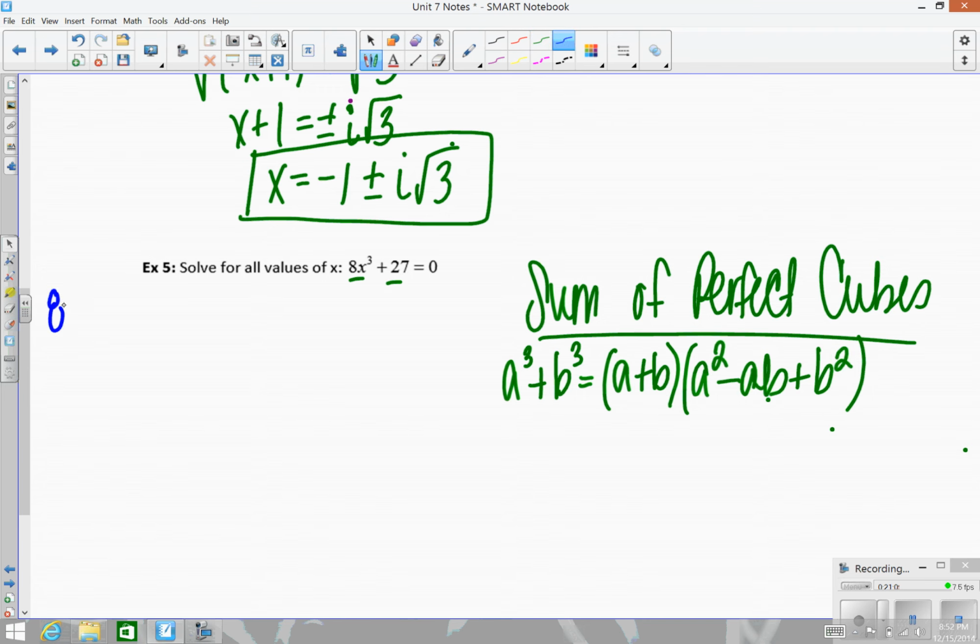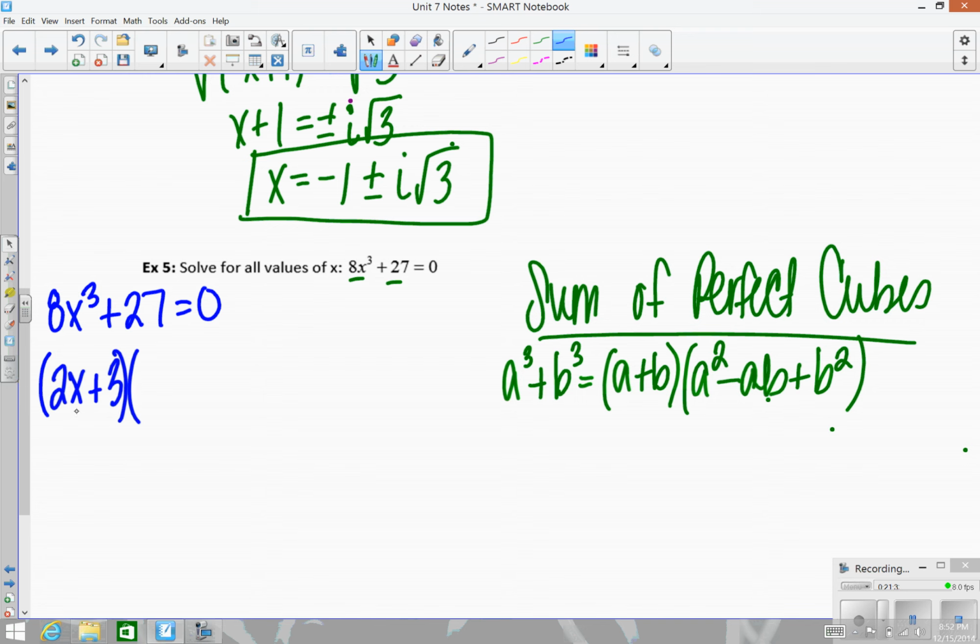Let's go ahead and apply that. So I have 8x to the third plus 27 equals 0. First thing I'm going to do is take the cube root of each piece and keep the plus sign. So cube root of 8 is 2. Cube root of x to the third is x. Cube root of 27 is 3. And now I ignore the original equation and I just look at this new piece.